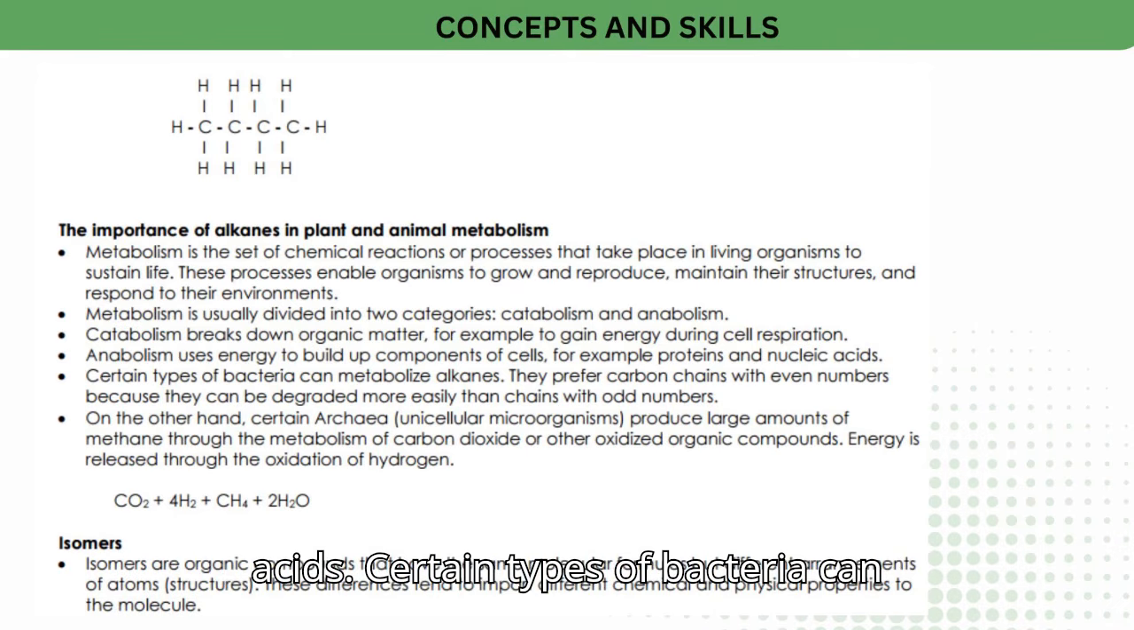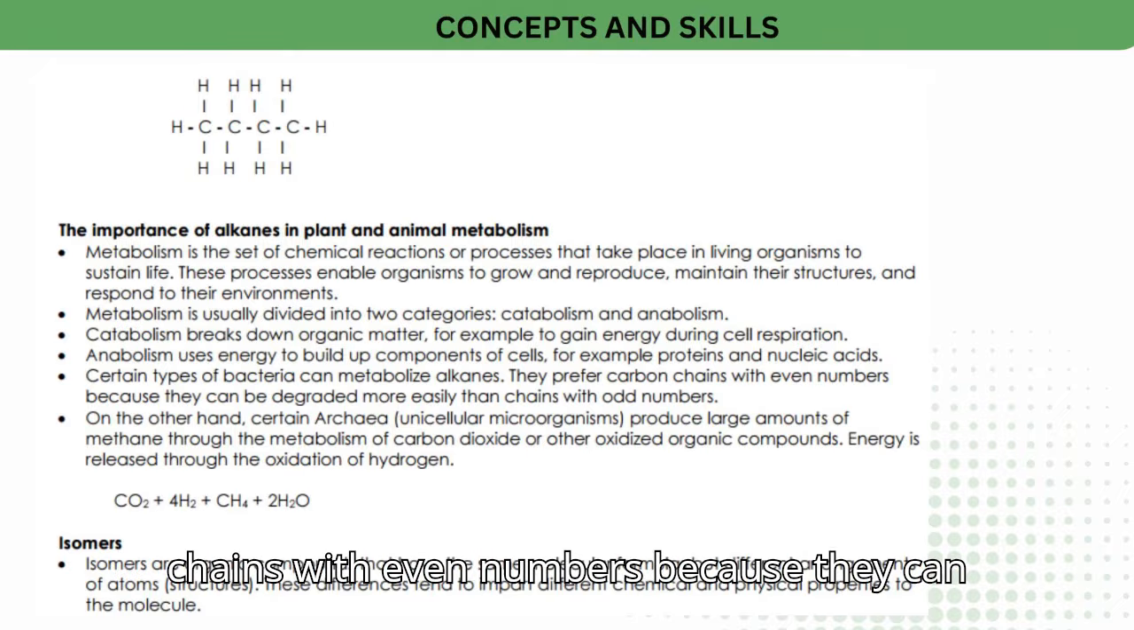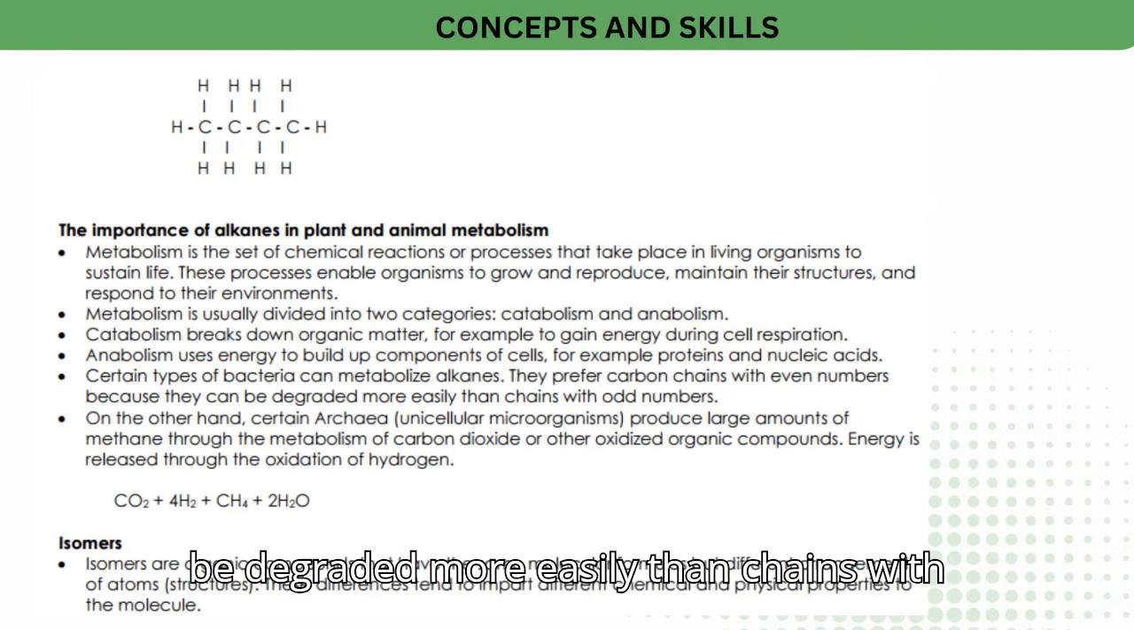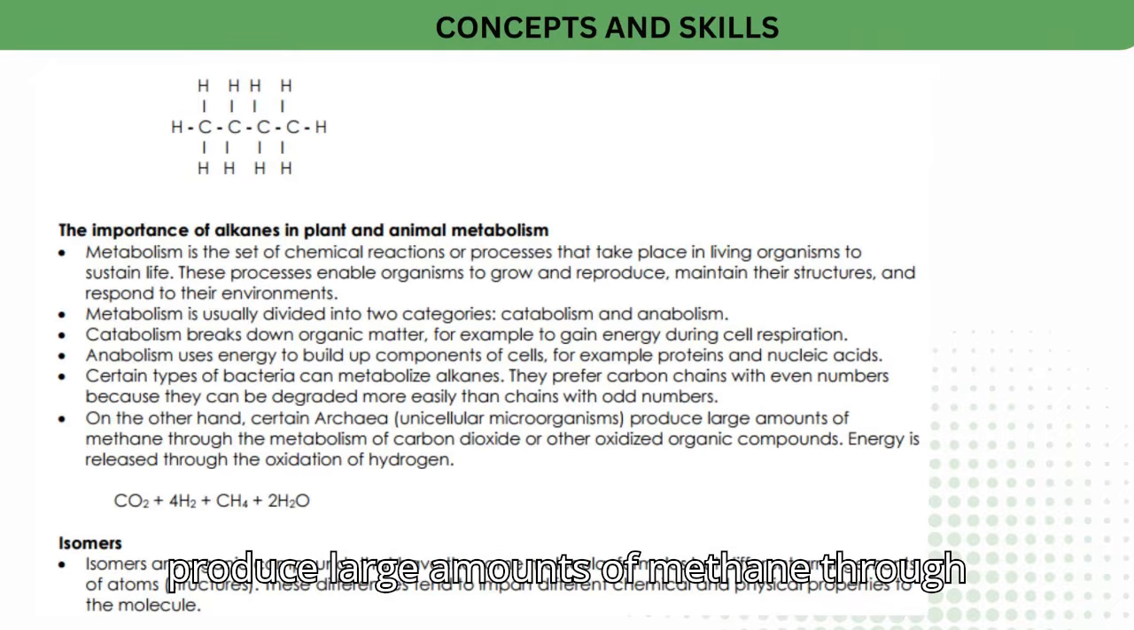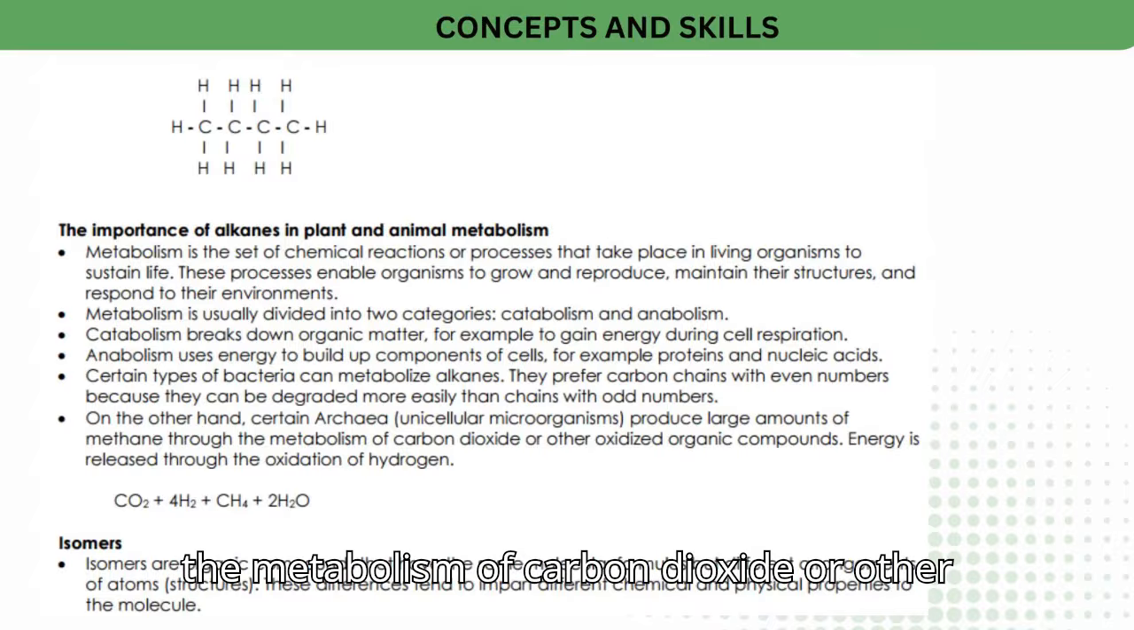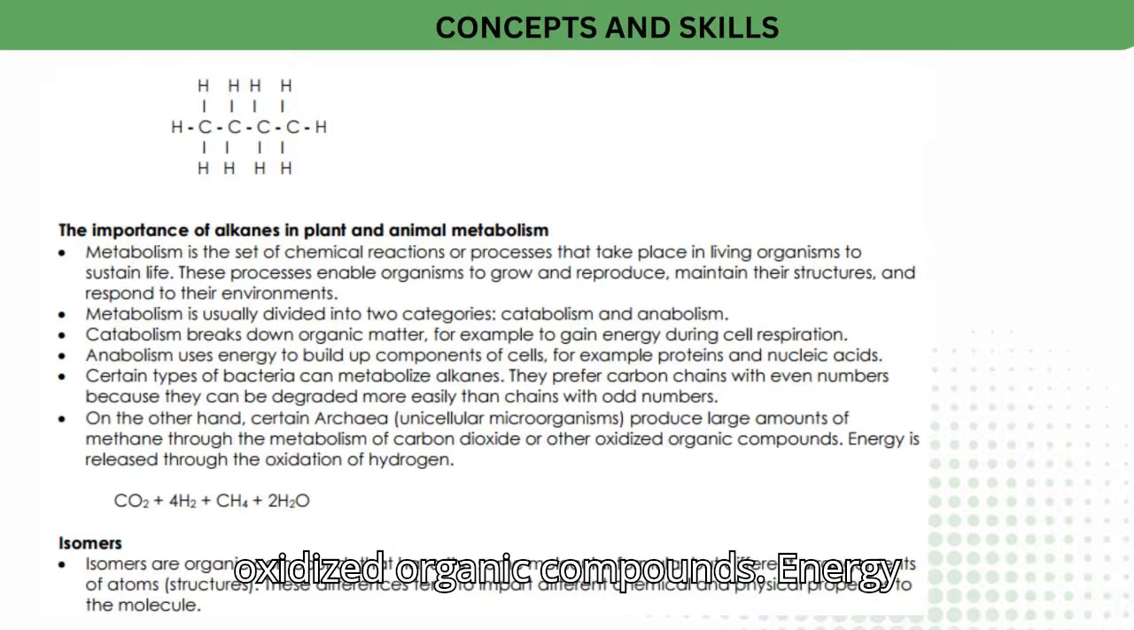Certain types of bacteria can metabolize alkanes. They prefer carbon chains with even numbers, because they can be degraded more easily than chains with odd numbers. On the other hand, certain archaea, unicellular microorganisms, produce large amounts of methane through the metabolism of carbon dioxide or other oxidized organic compounds. Energy is released through the oxidation of hydrogen.